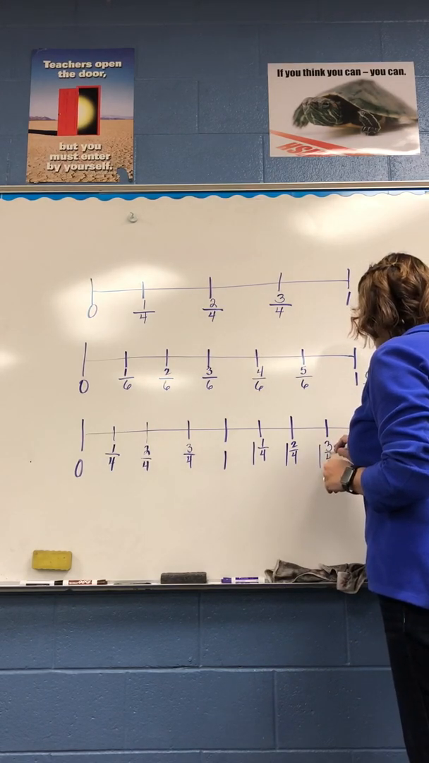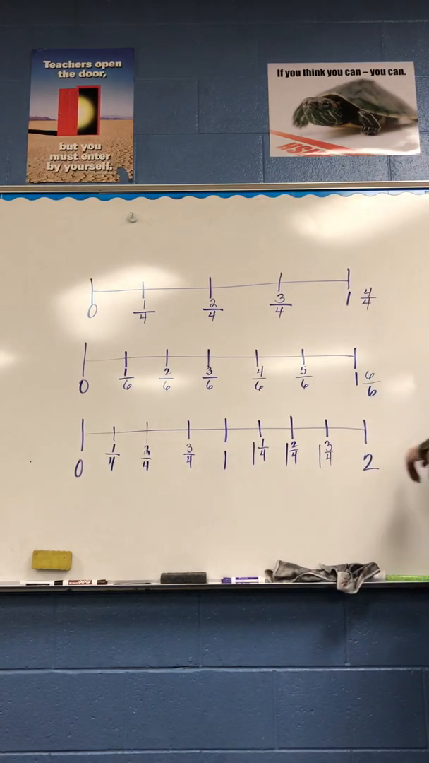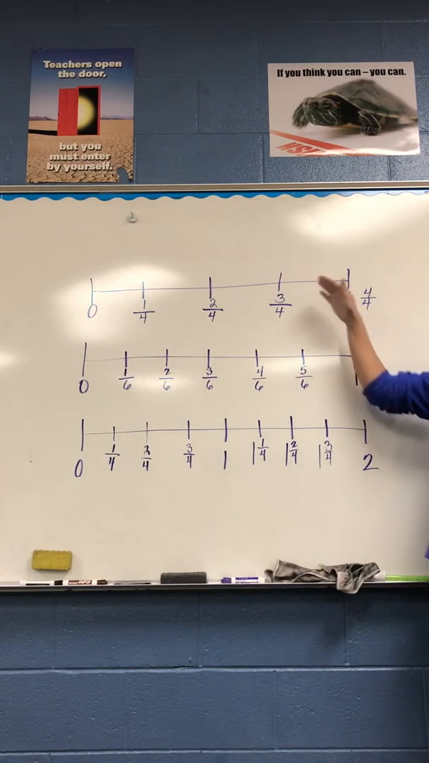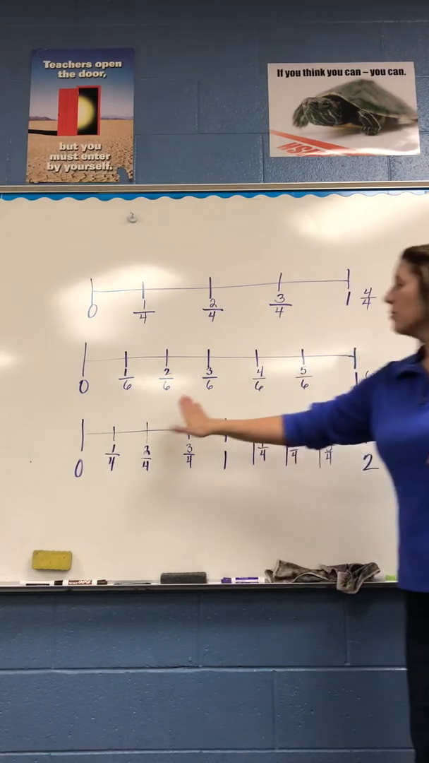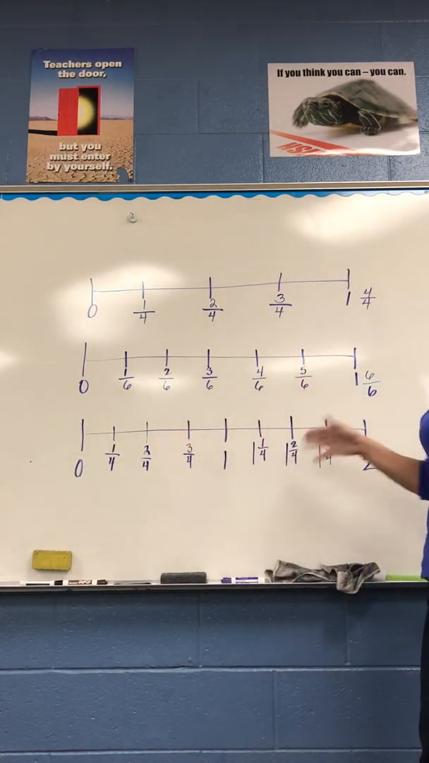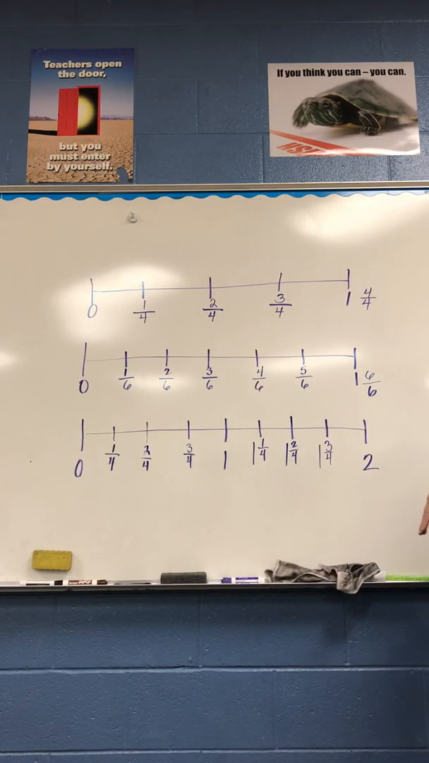Now 1 1/4, 1 2/4, 1 3/4, and then I get to 2, right? Which would be the same as 1 4/4, but we'll call it 2. So when you're thinking about number lines, remember to count the sections and then label the tick marks from there, okay?